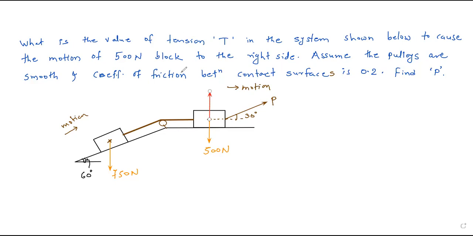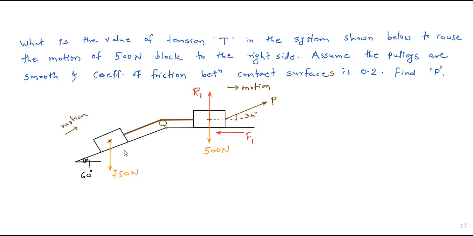And now I will call this R1 because two blocks are there. Normal reaction 1. Now where is the direction of frictional force? See, the direction of motion is to the right hand side, so your frictional force will be in this direction. This is the direction of the frictional force. So I will call this F1, frictional force F1.